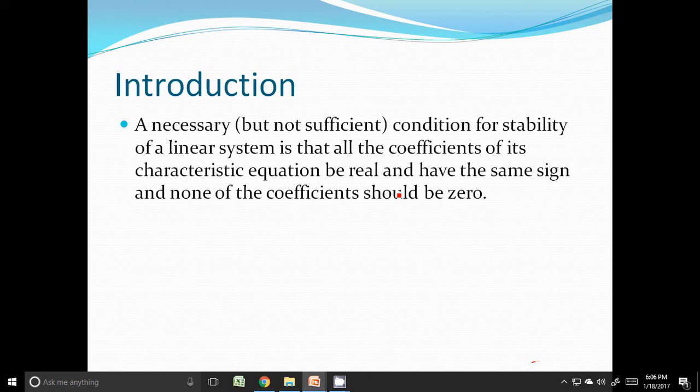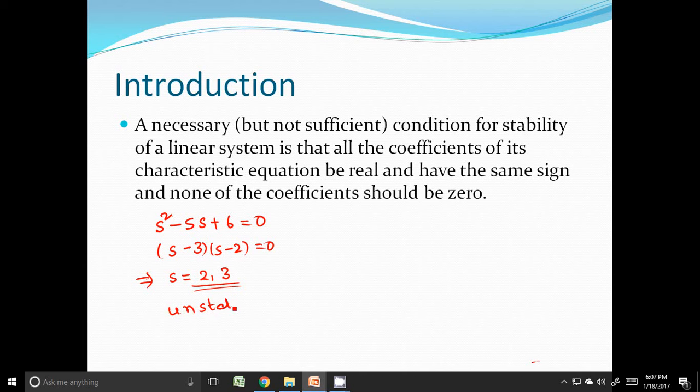For example, we will consider one characteristic equation, s square minus 5s plus 6 equal to 0. If I solve this characteristic equation for roots, then it is (s minus 3) into (s minus 2) equal to 0. So the roots of this characteristic equation, or the poles of the system, are 2 and 3. So these poles are positive, so the system is unstable.